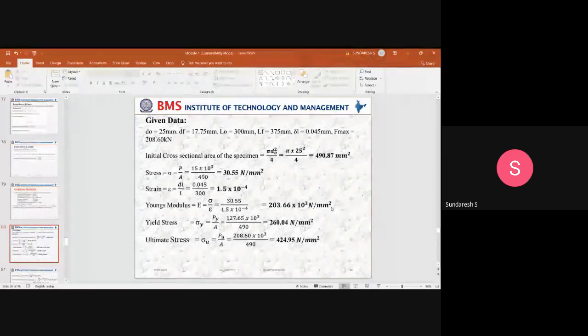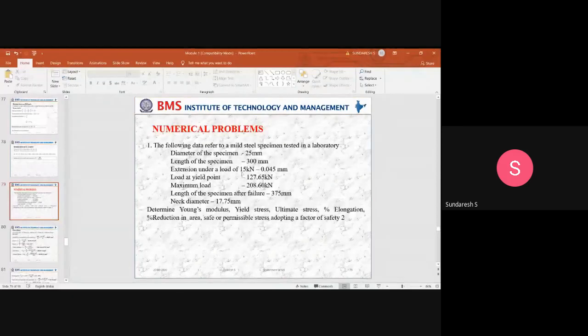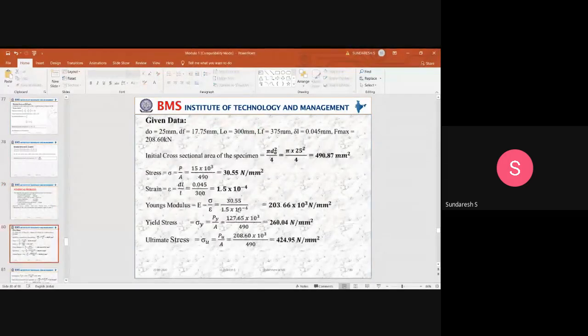Once you got the modulus of elasticity, the next thing they asked is the yield stress. Yield stress is sigma y, which is the load at yield point divided by the original cross-sectional area. The load at yield point given is 127.65 kilonewtons. So substituting the load at yield point as 127.65 into 10 power 3 and the original cross-sectional area as 490.87, please check the yield stress value, we are getting 260.04.